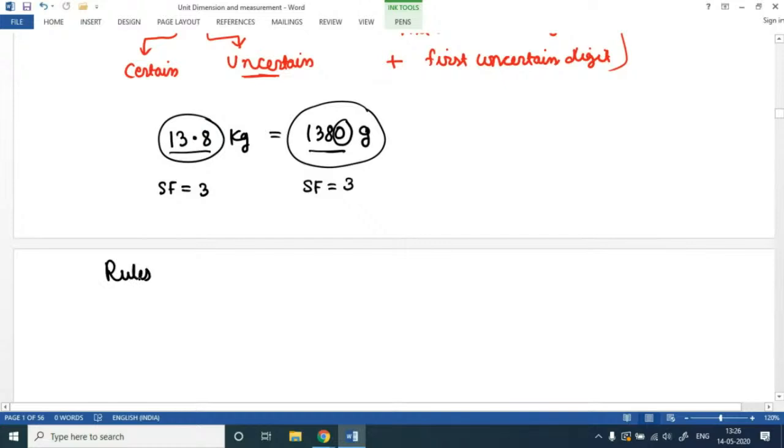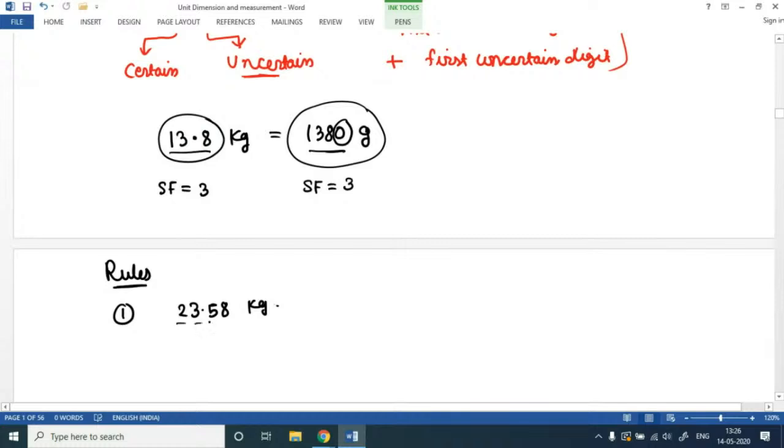So, rules regarding the significant figures. The first rule is very obvious, that all non-zero digits are significant. Let's say, for example, somebody is reporting 23.58 kg, something like that.